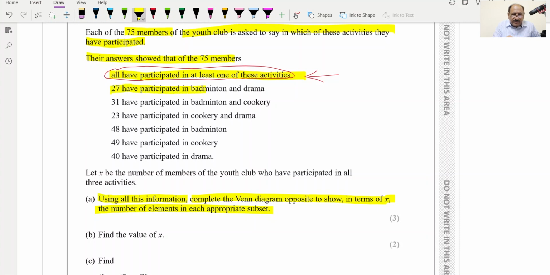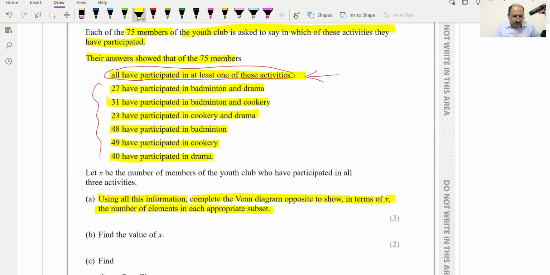It is saying 27 have participated in badminton and drama, and 31 have participated in badminton and cookery, 23 have participated in cookery and drama, 48 have participated in badminton, 49 have participated in cookery, and 40 have participated in drama. So this is basically the whole detail which we will be incorporating in the Venn diagram.